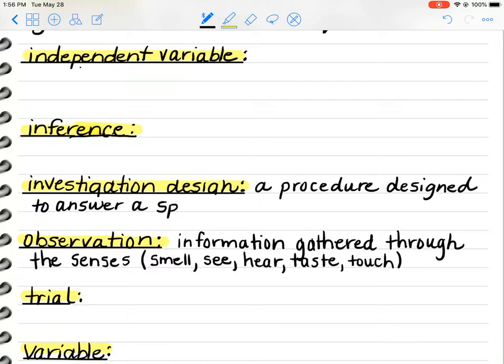So in my story, my specific question is this. Do people who drink Diet Coke lose weight? That's the specific question that we want to answer. We observed that this could be true. We made a hypothesis, and now we're going to make a procedure to test that question.